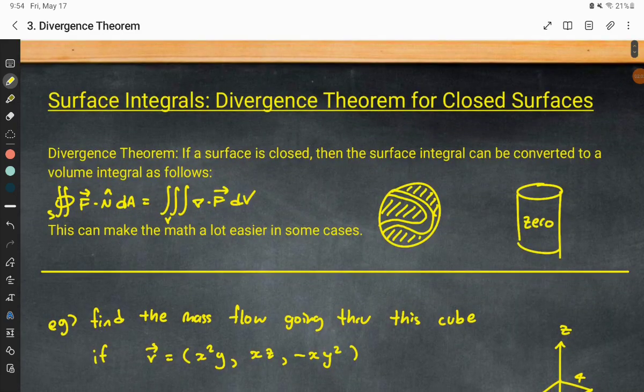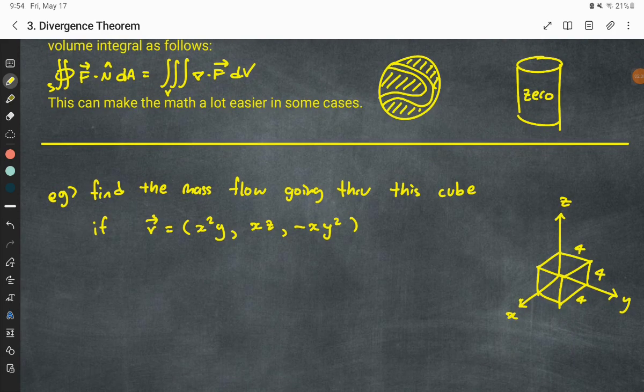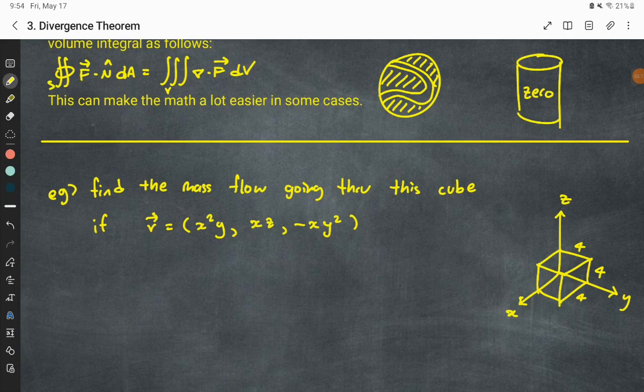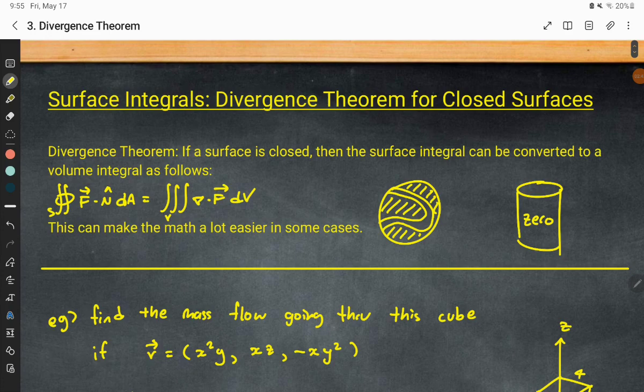The way we set up this integral is the same way we would set up a triple integral if we're trying to find the volume of this cube. We would do it in Cartesian because that's what any sane person would do with a blocky shape like this. So our integrand would be dz, dy, dx. z would go from 0 to 4, y would go from 0 to 4, and x would also go from 0 to 4. And that is roughly what our divergence theorem integral would look like.